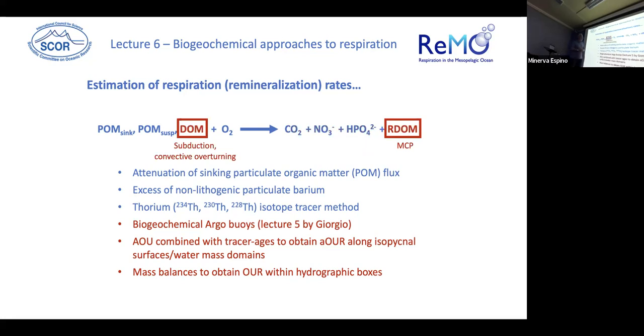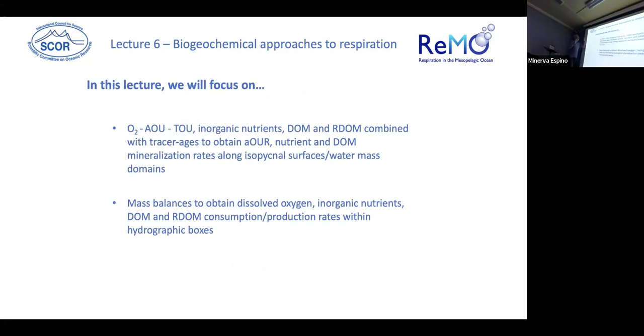If you focus on the dissolved organic matter, you can try to do it with algo buoys, not yet, but maybe. Okay, and you also can do it applying the other two methods, following the evolution of dissolved organic matter along an isopycnal surface, if you have the age at the same time, or also doing mass balances. In fact, I will show you an example on how to use dissolved organic matter in combination with tracer ages to calculate the mineralization rate of dissolved organic matter in the ocean. So in this lecture, as I told at the beginning, we will focus on oxygen utilization rates and mass balances, okay? Only these two.